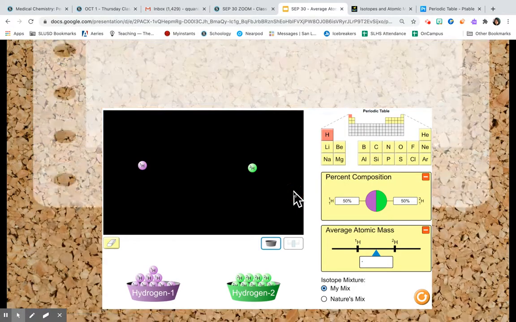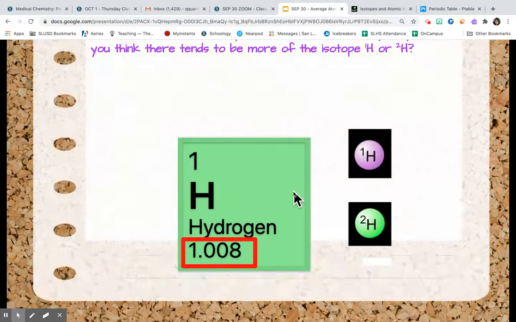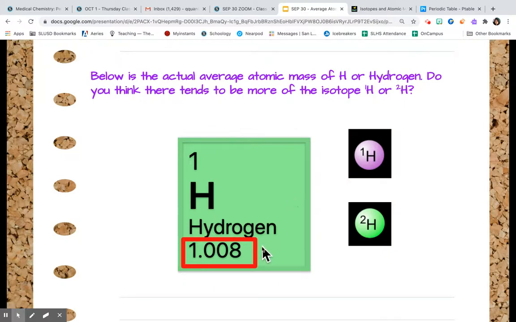Okay, so I'm going to skip through these slides because we just went over it. If the average atomic mass of hydrogen is 1.008, do you think there will be more purple isotopes that have a mass of 1 or more green isotopes that have a mass of 2? Go ahead and pause this video and unpause when you think you've got it.